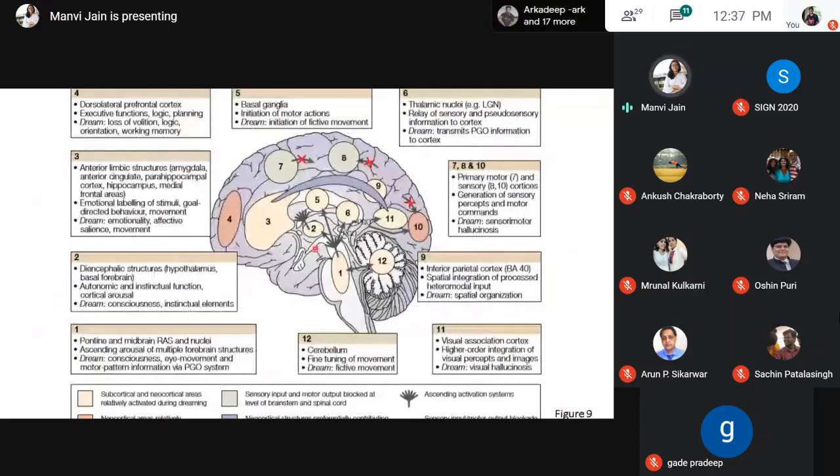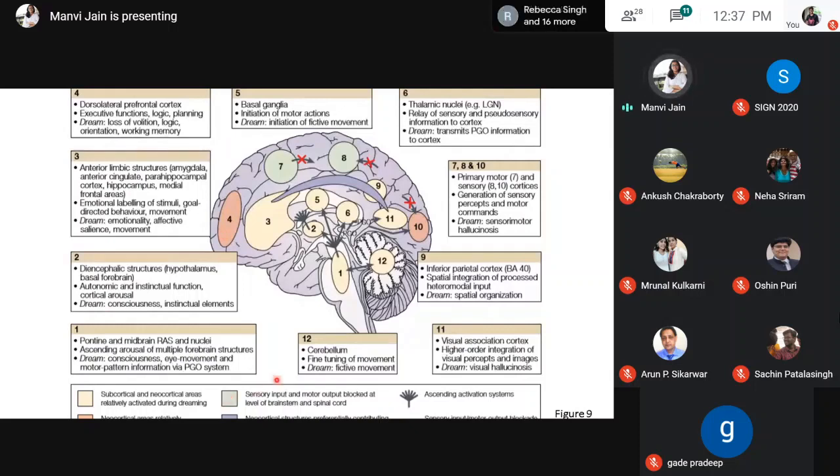So let's be clear about what the colors are representing. The subcortical and neocortical areas are relatively activated during dreaming, which we talked about in the first half, and they are somehow interacting with each other to create something out of the information they have already stored, and how they modulate all that. But this color is representing the deactivated part, the neocortical areas that are actually deactivated, and that also has a significance. How? I'll let you know.